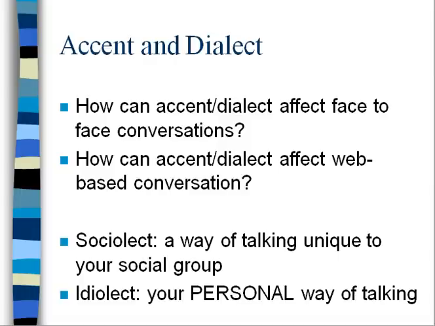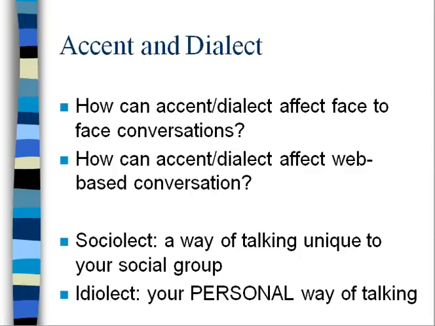Now dialect refers to words that are unique to a particular area. So for example, if you decide to skive my lesson, I know that you're truanting. In another region in the country, you might decide to go twagging. It means the same thing, but it's a term that's used sort of uniquely in a particular area. So think about how accent and dialect can affect face-to-face and web-based conversations.